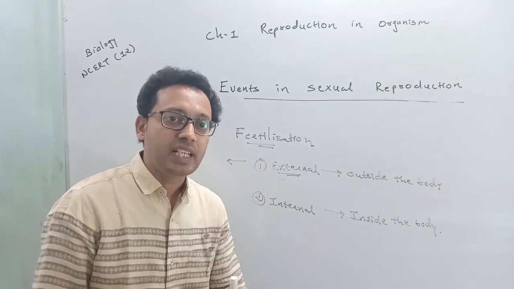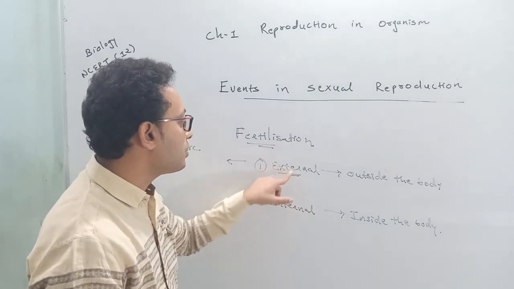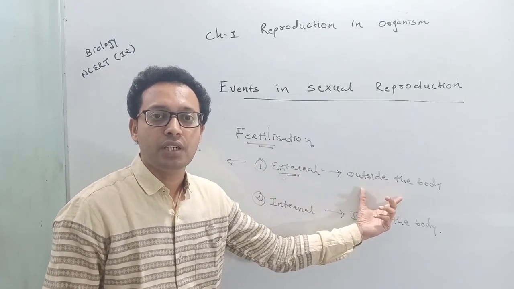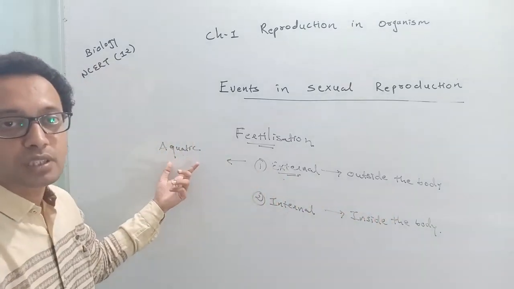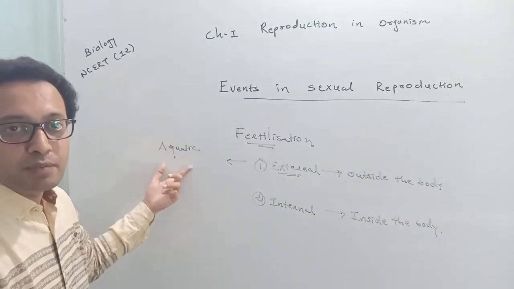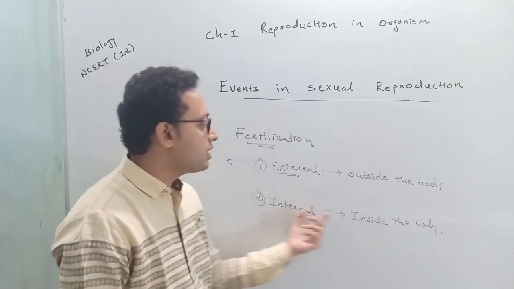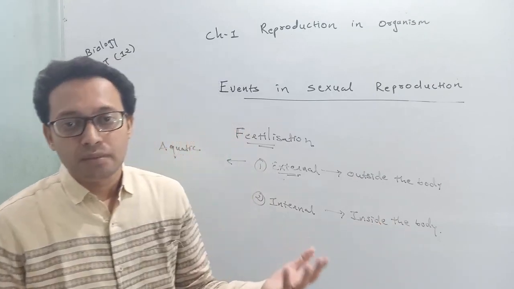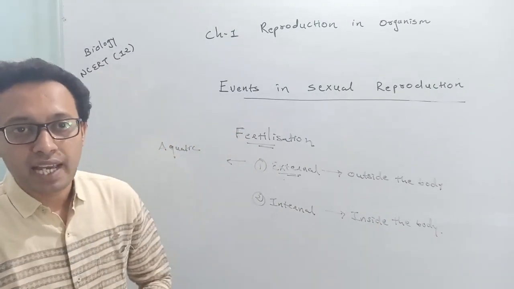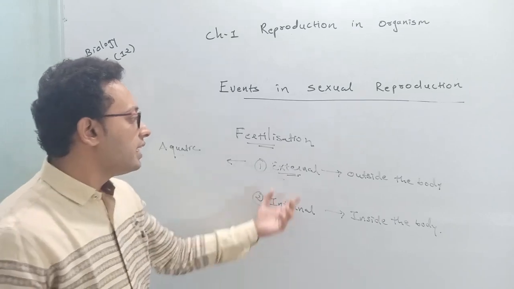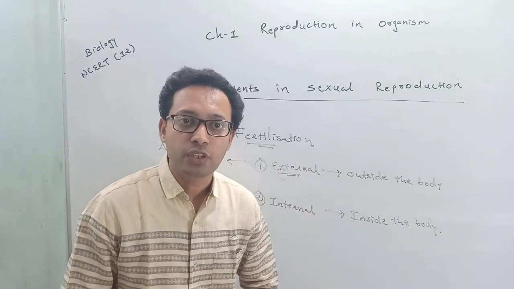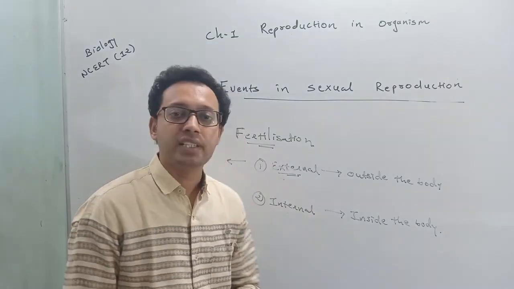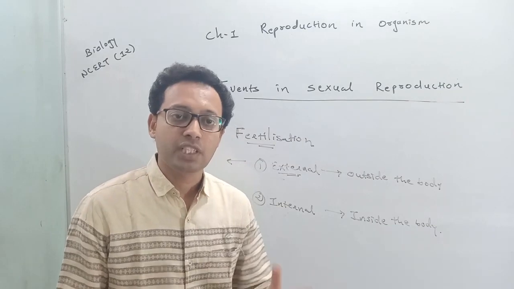Depending on where the fertilization takes place, there are two types of fertilization, external and internal. In external fertilization, the fertilization occurs outside the body, like in the case of aquatic organisms, fishes, amphibians and algae. And in internal fertilization, fertilization occurs inside the body, like for example in flowering plants, animals, or human beings. In external fertilization, the zygote which is formed is more vulnerable to predators, whereas in internal fertilization, it is protected. So that's all about it.